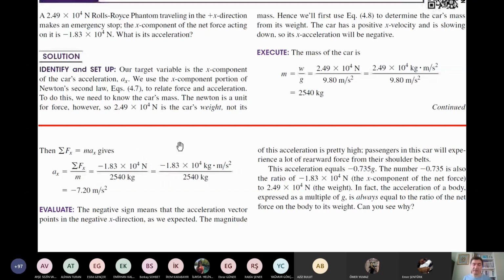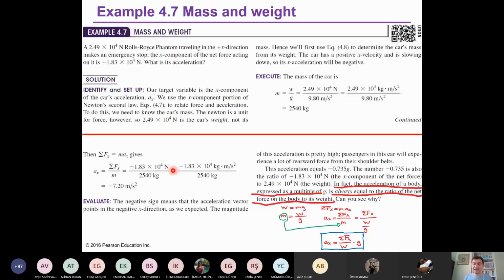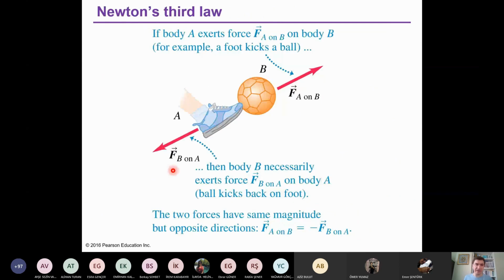Then it means that acceleration must be opposite to the velocity, right? Opposite to the initial movement of the car. So it is logical. Do you have any question here? Then let's finish this chapter with Newton's third law. So what is Newton's third law?